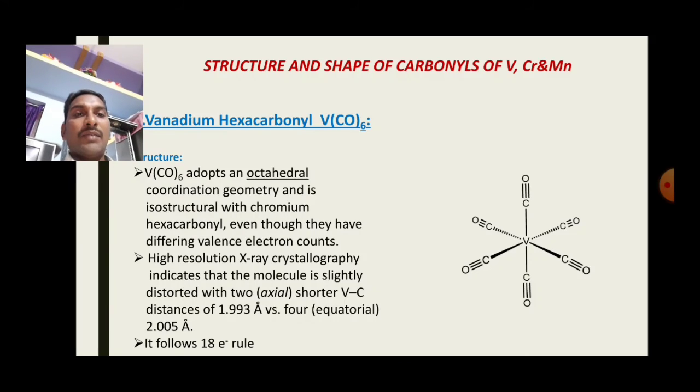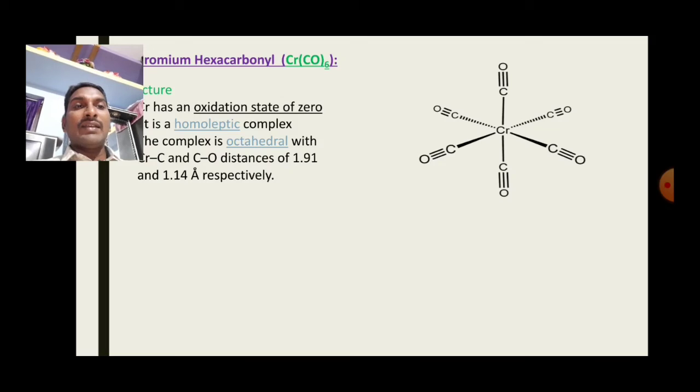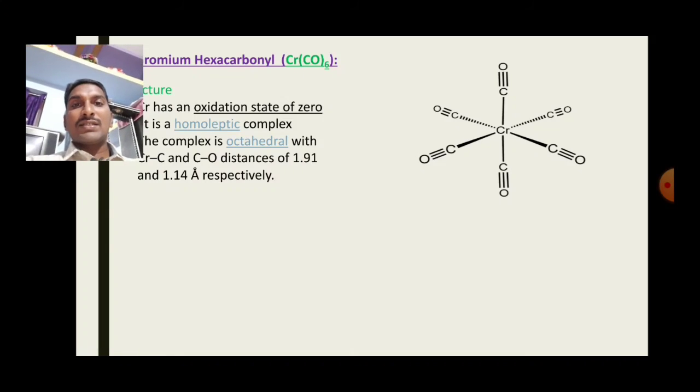So that is vanadium hexacarbonyl, and then chromium hexacarbonyl. Metal carbonyls majorly have the zero oxidation state, and this is a homoleptic complex. Homoleptic means a complex having the same type of ligands. Such complexes are called homoleptic complexes. The complex is octahedral, and the chromium-carbon bond is 1.91 angstrom units and the CO distance is 1.14 angstrom units respectively. All of the bonds in this chromium hexacarbonyl are seen in this structure.